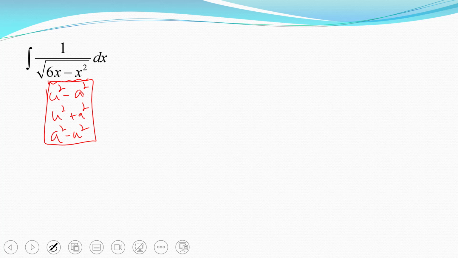So arcsine, arcsec, and so on. What I'm going to do then is a little side work first. I notice that 6x minus x squared can be written as negative x squared plus 6x. I'm going to complete the square on that object. Now, when you complete the square, there's a kind of process to it.